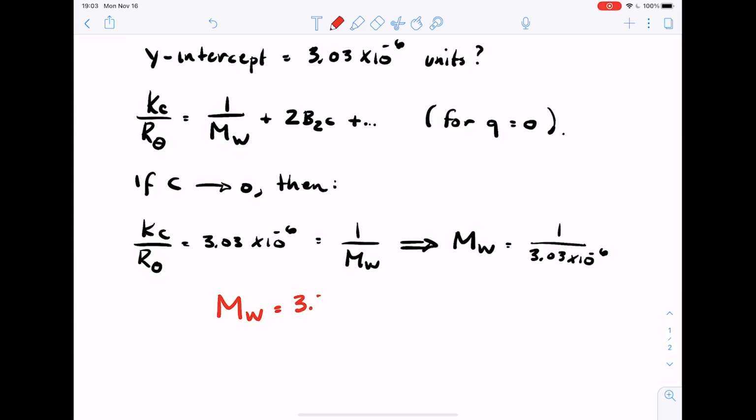So the molecular weight will be 3.3 times 10 to the 5th grams per mole, which means that Kc divided by R theta must be moles per gram. Right? So that answers the unit question right there. Moles per gram is the unit of Kc divided by R theta.